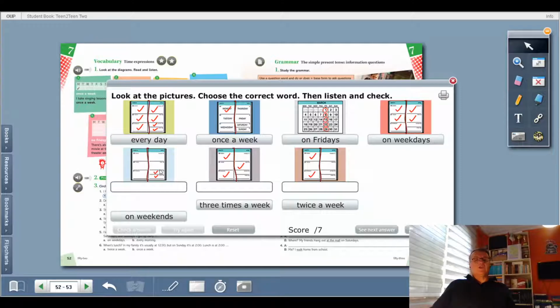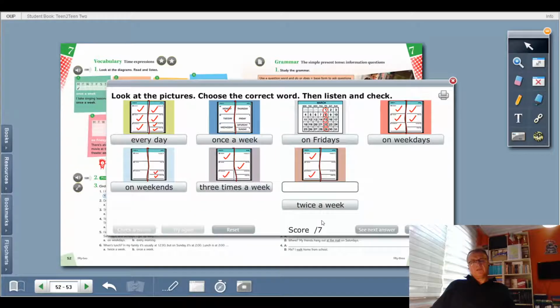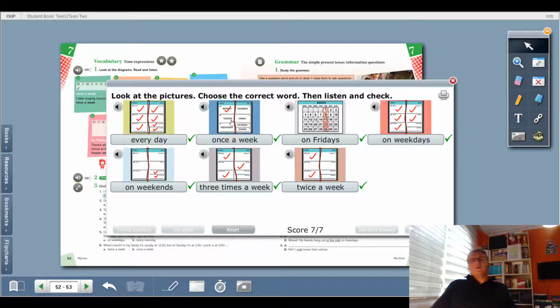Look at here, just Saturdays and Sundays are ticked. So we say on weekends. So 3 times, 1, 2, 3. So we say 3 times a week. And these are 2, twice a week. Let's check. Okay, all of them are ready.